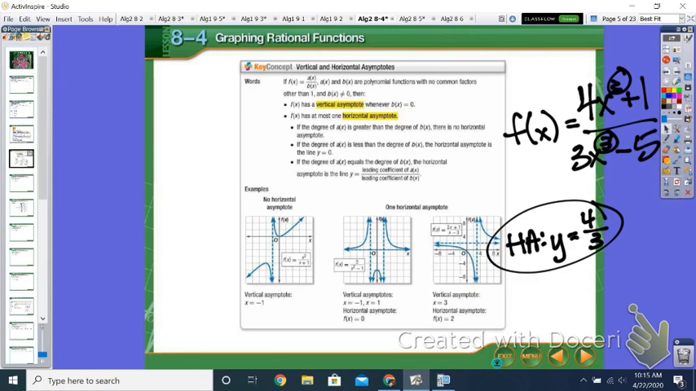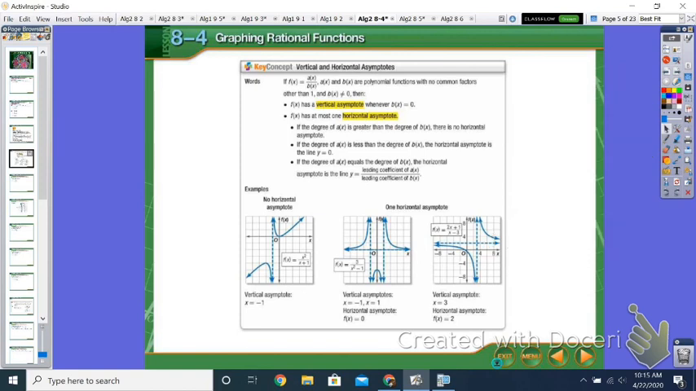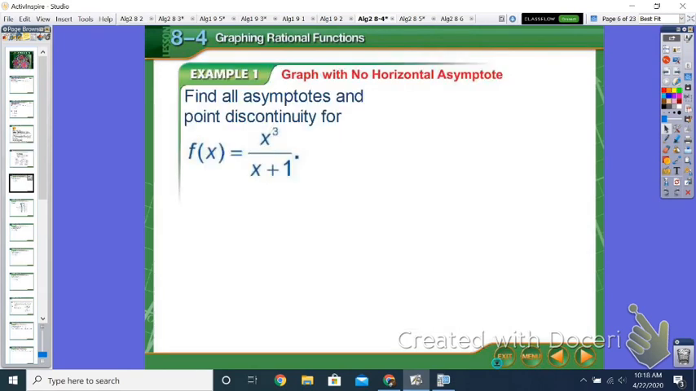Okay, so those are your three possibilities, and you can see it already feels like a lot to keep track of, which is why I'm telling you that cheat sheet should probably be something that you have readily available to you. So let's look at some examples here. Okay, so here's the first example.